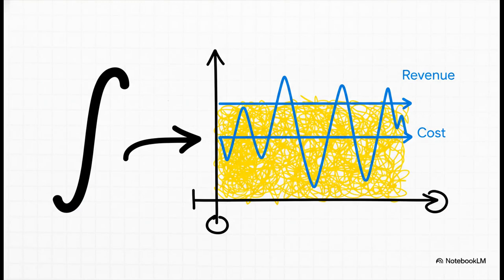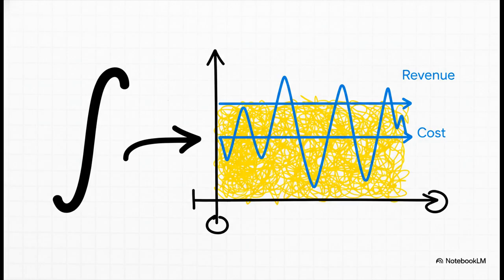So the crucial point here is that profit itself has a rate of change. We call this marginal profit. And the marginal profit for any given unit, let's call it P prime of x, is simply the marginal revenue for that unit, R prime of x, minus the marginal cost for that unit, C prime of x. Since both revenue and cost are changing functions, well, the marginal profit is also a dynamic, fluctuating function.